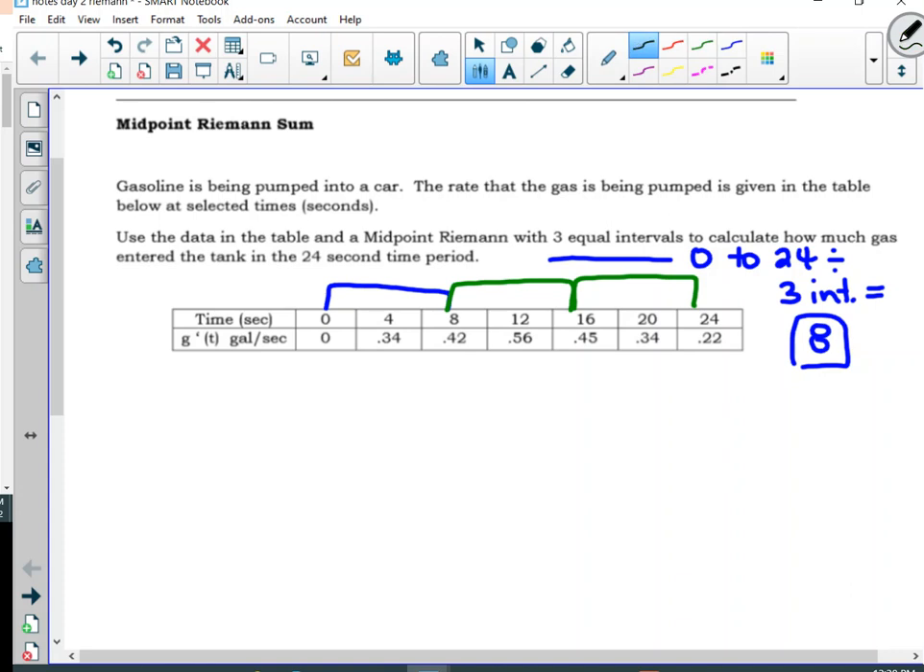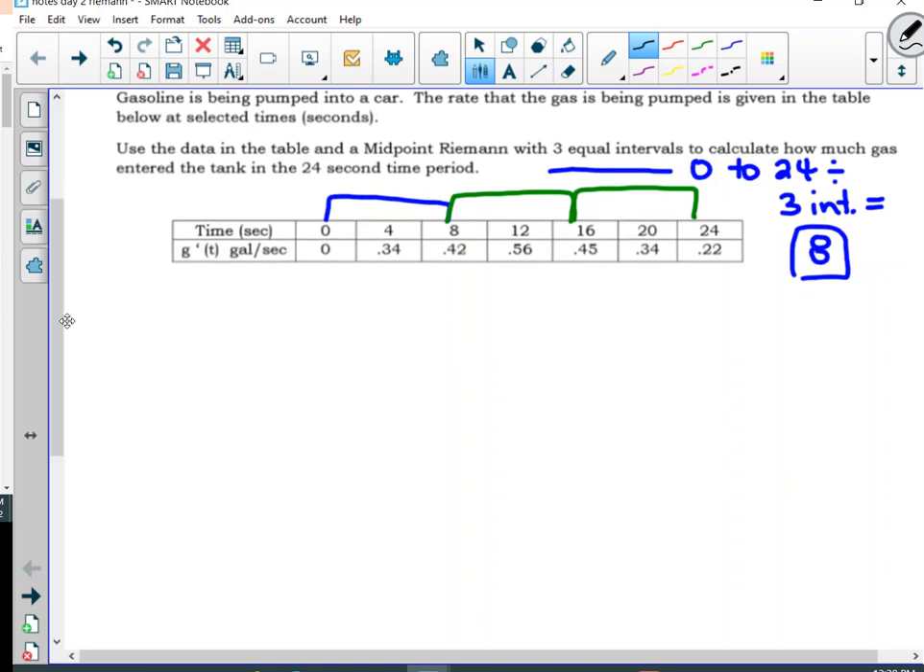Now, one mistake I see students make often when we're doing a midpoint Riemann is to do your first interval, for example, 0 to 8, and then your next interval you think starts at 12. We always start our next interval where our last interval left off. So 0 to 8 means 8 to 16, and then 16 through 24.